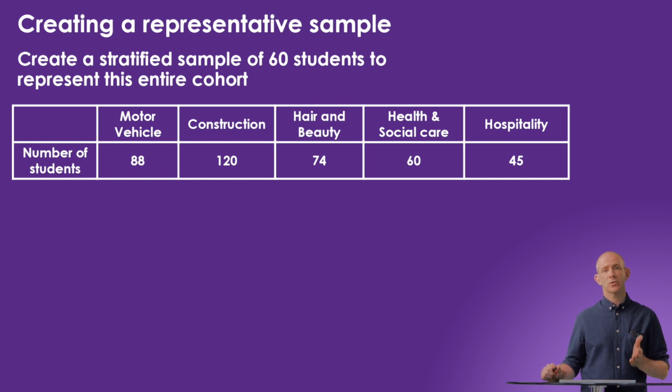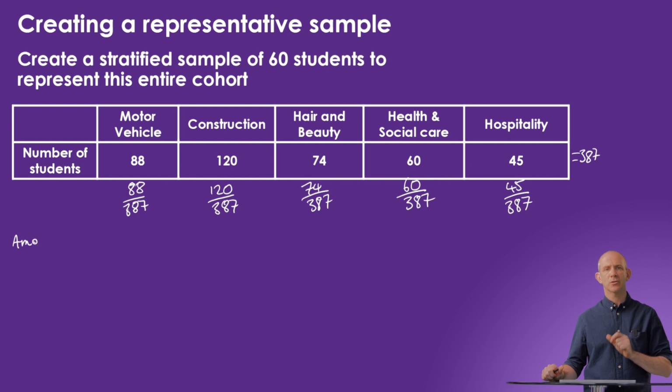We have 88 students doing motor vehicle courses, 120 doing construction, 74 doing hair and beauty courses, 60 doing health and social care courses, and 45 completing courses in hospitality. In order to make this sample of 60 representative, it should consist of the same proportions as the courses do in the entire cohort. So we need to find each amount as a fraction of the total amount. If we add them up, we find that there's 387 students in total. So we can put all the individual course totals as fractions over this.